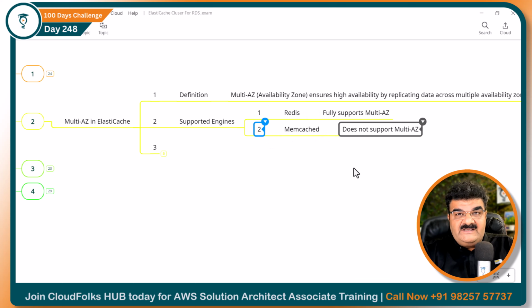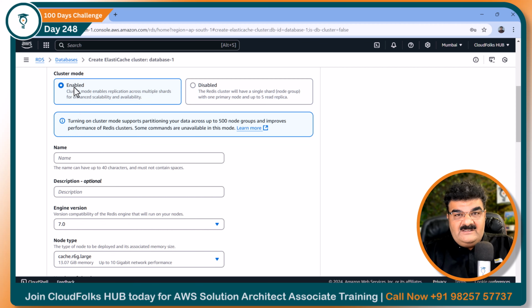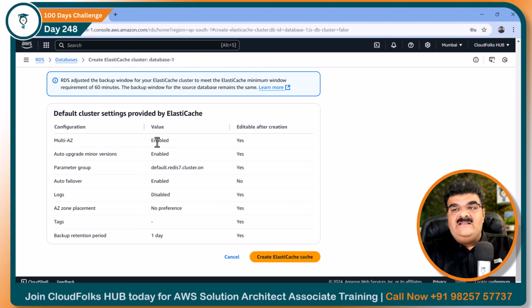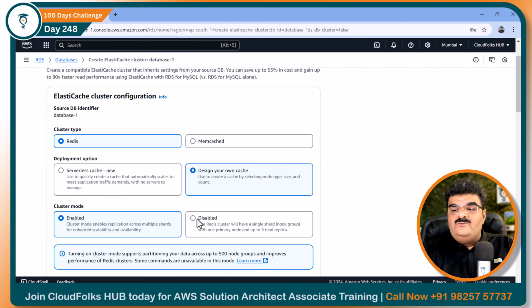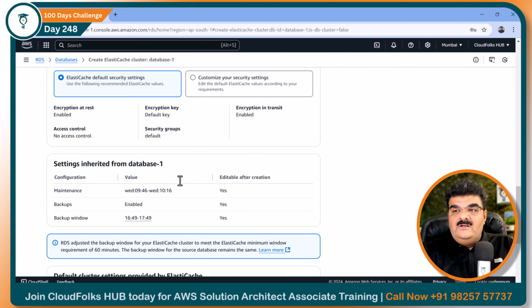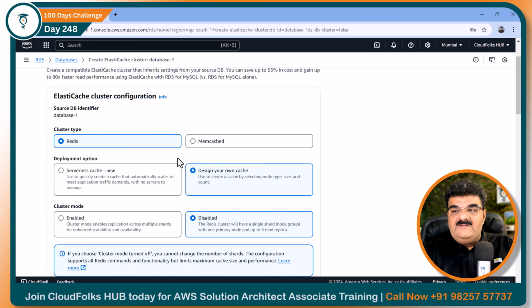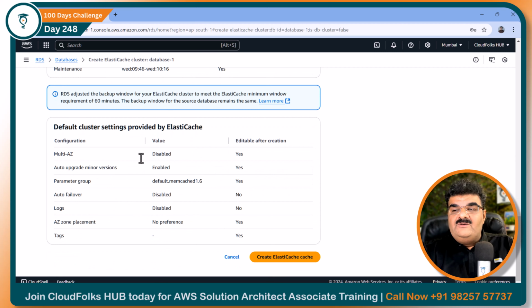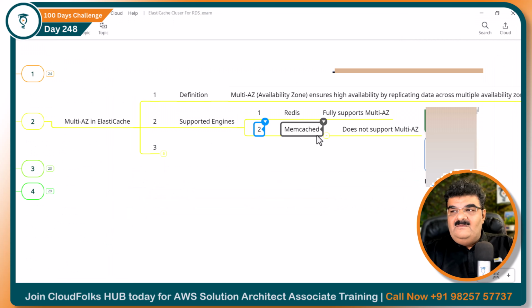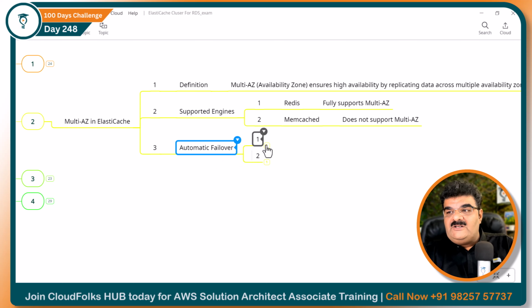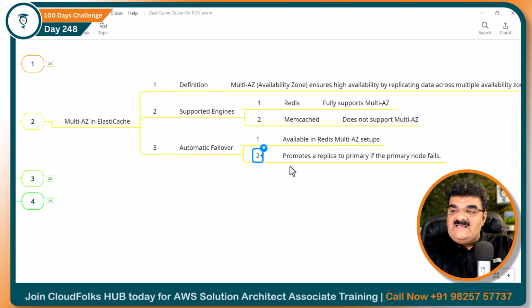Look at this. Here, if I am going to create Redis and enable cluster mode, and if you look at this, multi-AZ enable. Now, if I even disable cluster mode, multi-AZ enable. But if you look at the Memcache option here, multi-AZ disable. So keep this in mind. Memcache doesn't support multi-AZ and automatic failover. So the multi-AZ setup is available in Redis, which promotes the replica to primary if the primary node fails, and this is only supported in Redis.